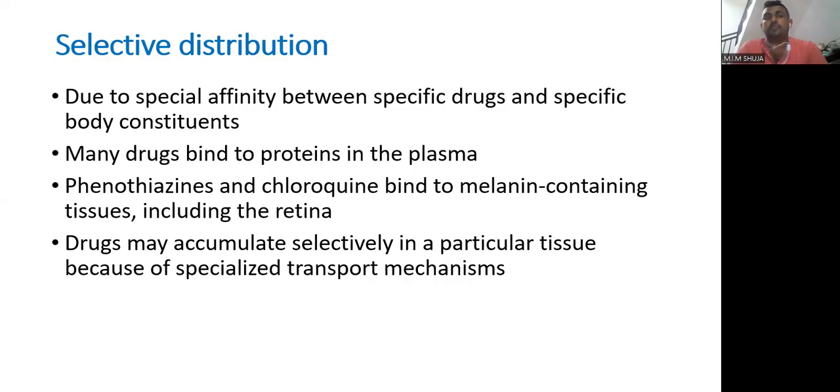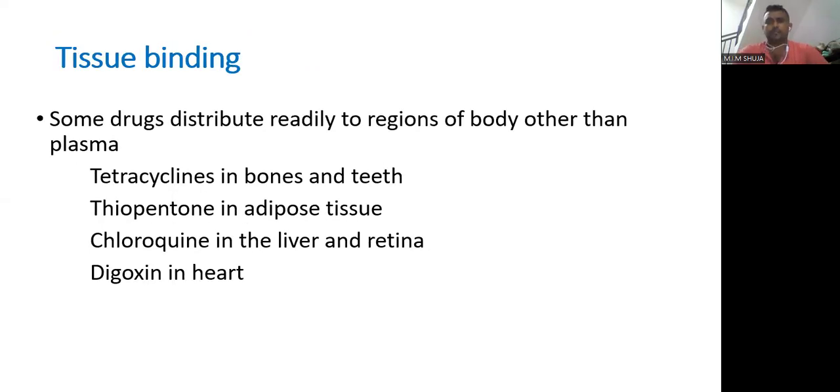Then there is something called selective distribution. Few drugs selectively go and get stored in specific body parts. Like tetracycline goes and is stored in the bone and teeth, thiopentone in adipose tissue, chloroquine in the liver and retina, digoxin in the heart.